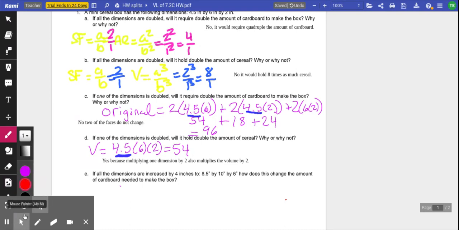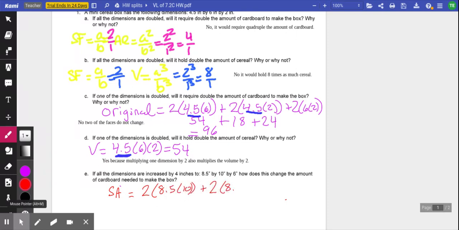Okay, so I'd have 2 for my surface area. I'd have 2 that were 8.5 by 10. And then again, I'd have 2 faces that were 8.5 by 6. And then I have 2 that were 10 by 6. Okay, and then I would add that on up. And when I did that, here, 8.5 times 2 times 10, 170. 2 times 8.5 times 6, 102. Then I get 120. I get 392.